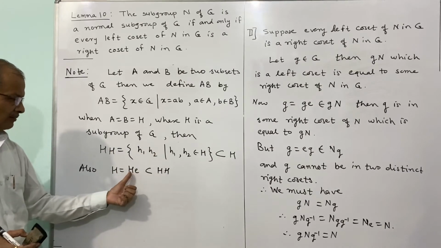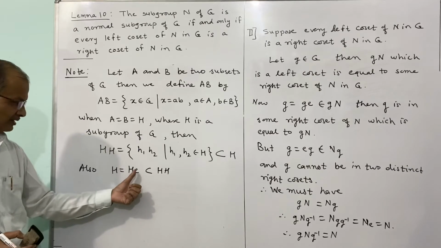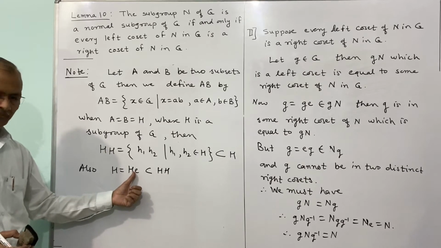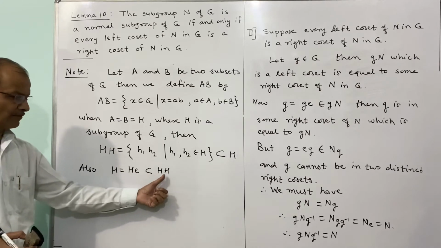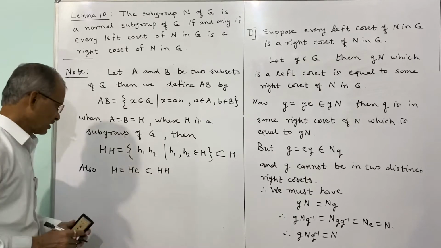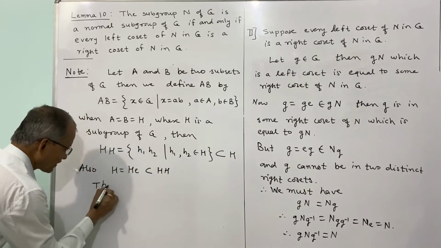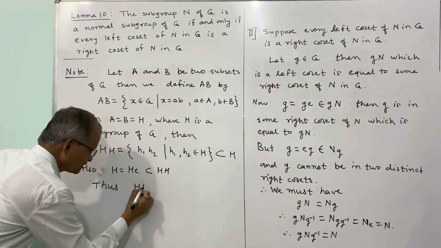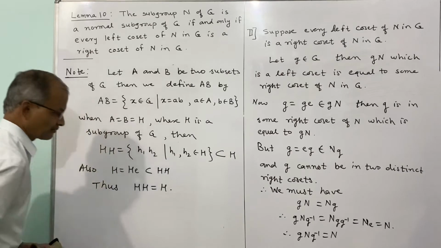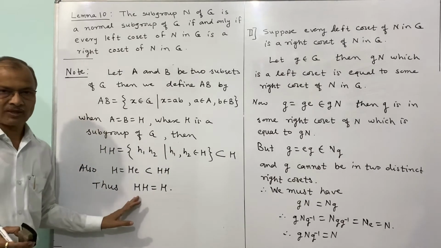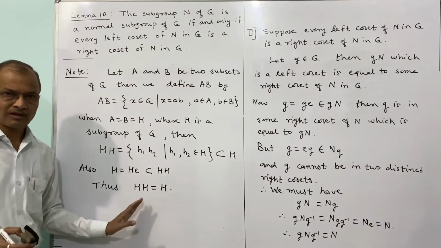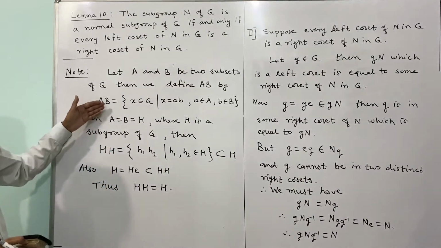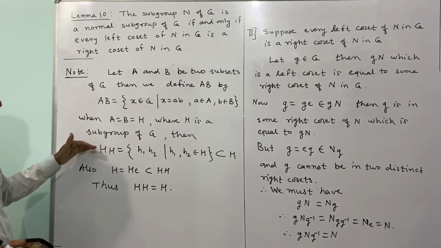H1, the element of H, and E is again in H, and therefore this product is a subset of H. Thus H into H is equal to H. So when H is a subgroup, if N is a subgroup, then N into N is also equal to N. So that is the property we have for this product.